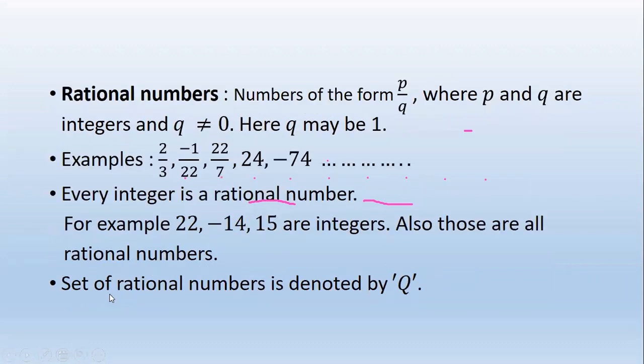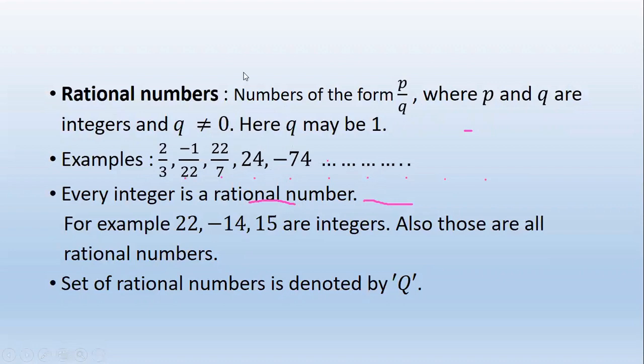Rational numbers. Rational numbers are of the form p by q, where p and q are integers and q is not equal to 0. Here q may be 1. Here any number of the form p by q can be treated as a rational number. For example, 2 by 3, minus 1 by 22, 22 by 7, 24, minus 74. These are all rational numbers.